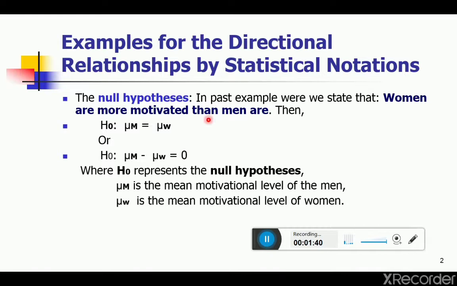Simply stated, for example, we state that women are more motivated than men. If you remember, in the last lecture we already discussed this relationship clearly. Already we have discussed this example, that women are more motivated than men. In the 7th lecture we only explained the concept of the hypothesis theoretically. Now today we are going to discuss the statistical notation application of hypothesis.